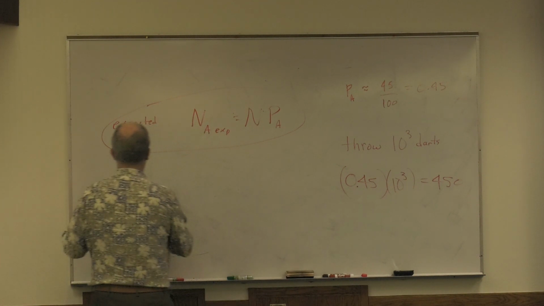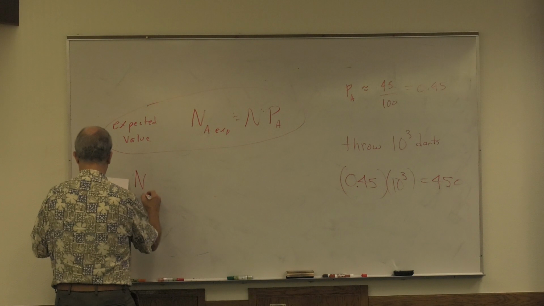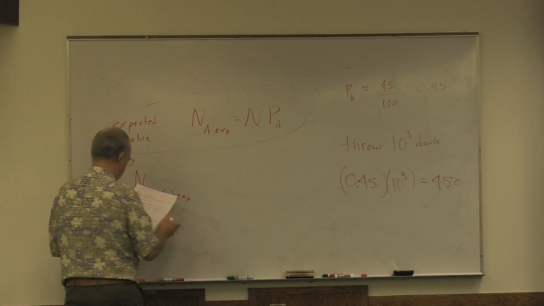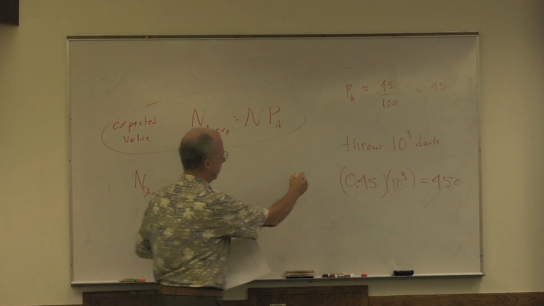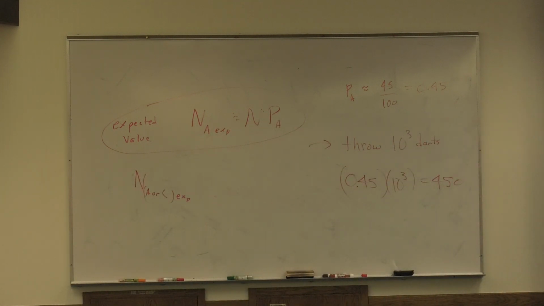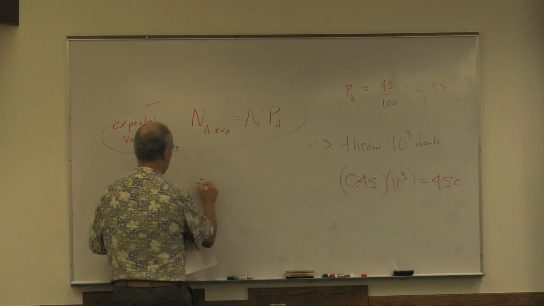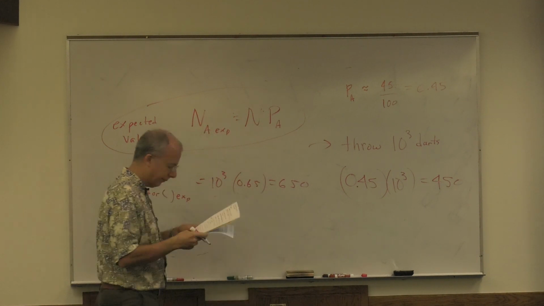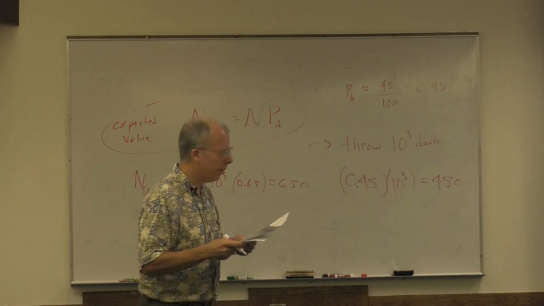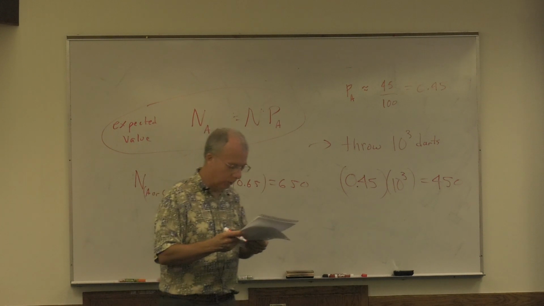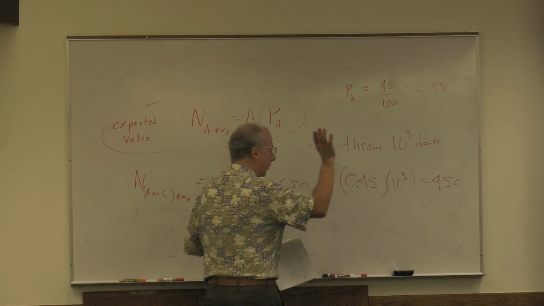All right, what is N, A or C, expected? If you throw 1,000, you're still throwing 1,000 darts. Well, the probability A or C, 45, 20, that's 65, so it's 0.65. So it's 1,000 times 0.65, which is 650. So that's called expected value, right? Expected value, the probability times the total number that you throw. All right, so there's your quick review of probability.